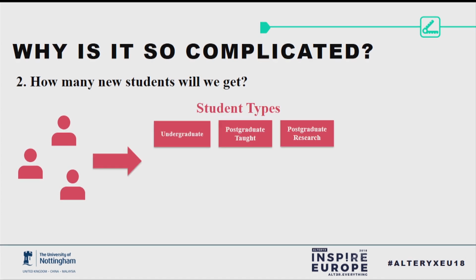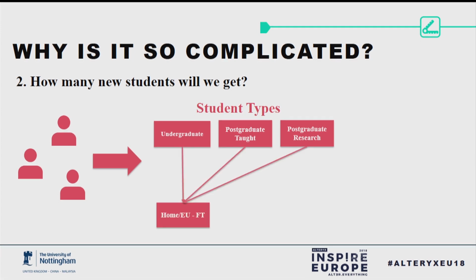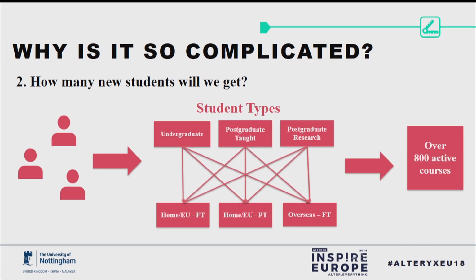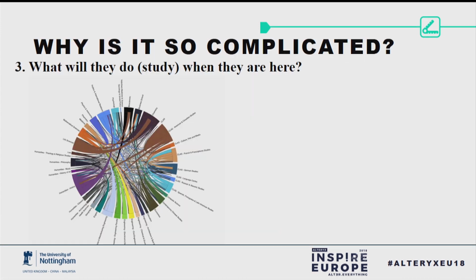But we've got undergraduate courses, we've got postgraduate taught courses, we've got research courses, we've got home and EU full-time students, we've got home and EU part-time students, we've got overseas students, and we know that all these students are behaving differently depending on what course they're doing, and we've got over 800 courses. So we need to collect a huge amount of data to know what we're planning on teaching in the following year. It's a lot of data we have to collect at the right level to allow us to model correctly.